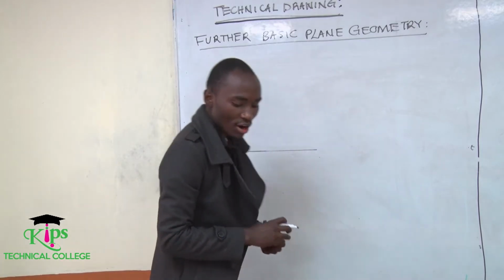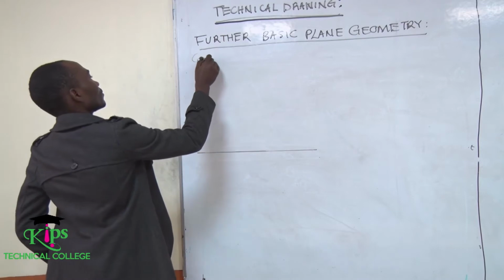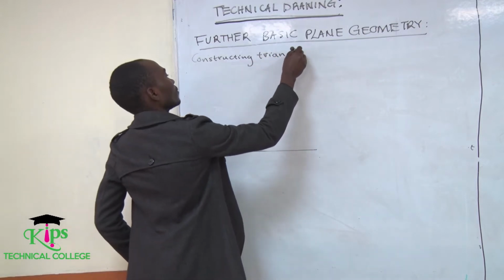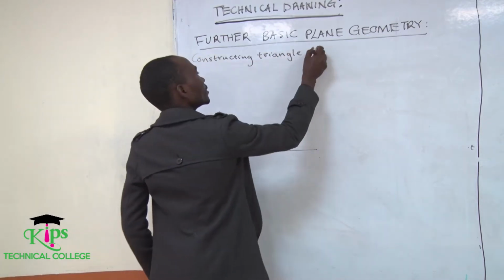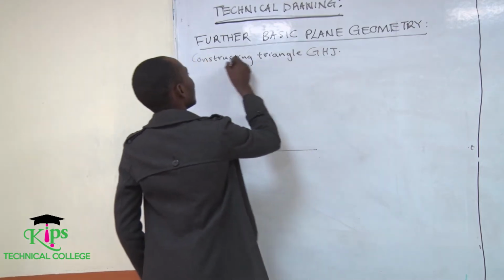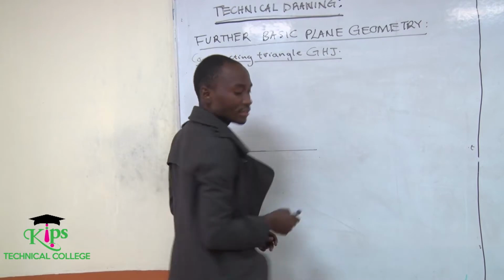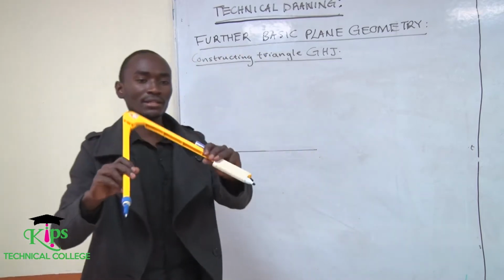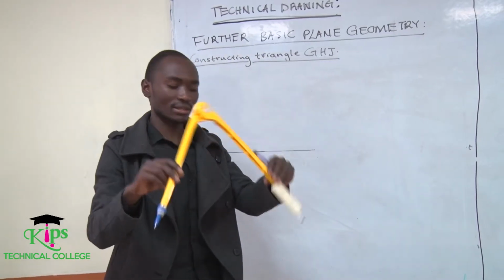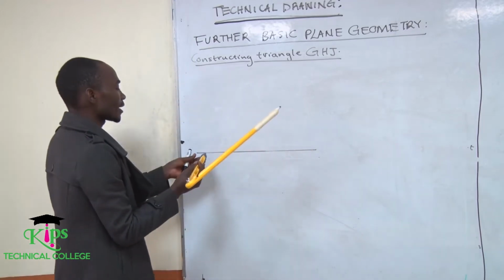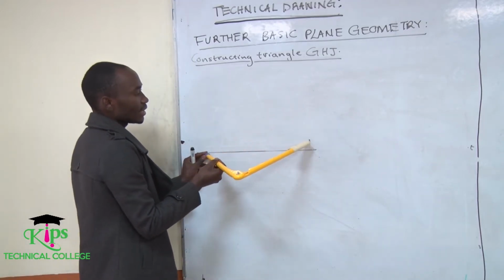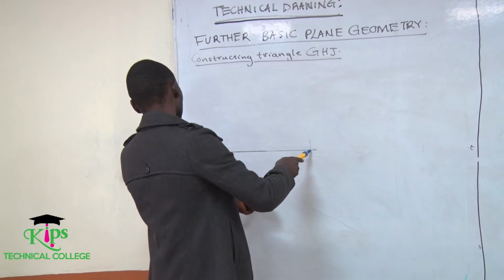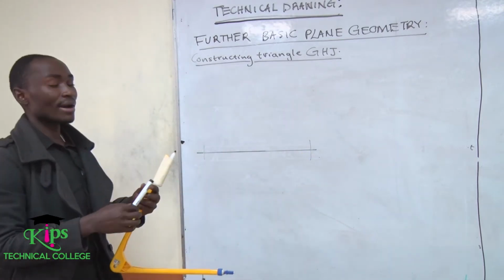Let's construct triangle GHJ. Let's draw a line of 85 millimeters. So let me assume this is 85 millimeters, assuming that you've transferred it from your measurements. I will stand here, make a mark. Again, stand here, make another mark. And you can see that my marks are very faded.